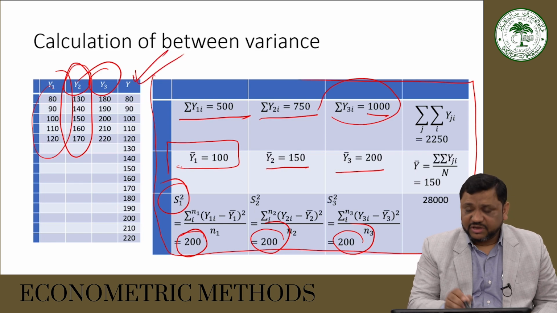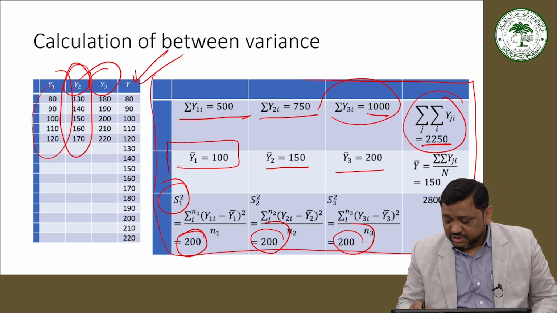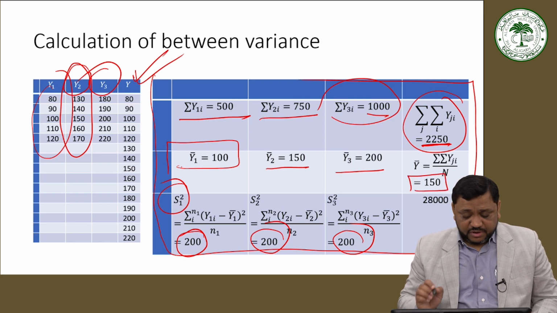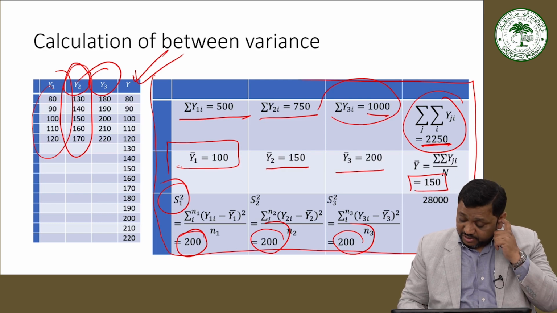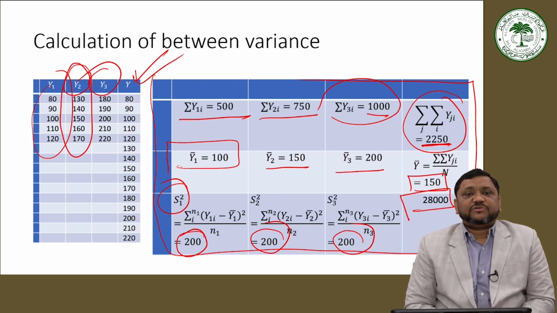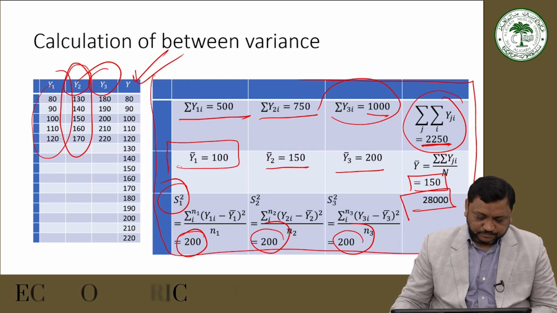And finally, for the entire y series, the total is this, the mean is equal to this. And when we calculate the variance of the entire series, we get 28,000.